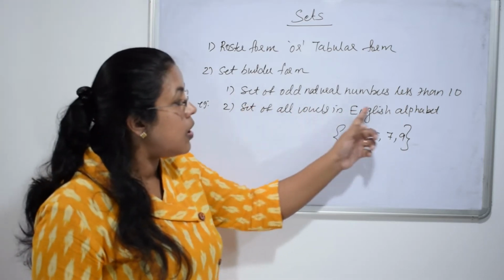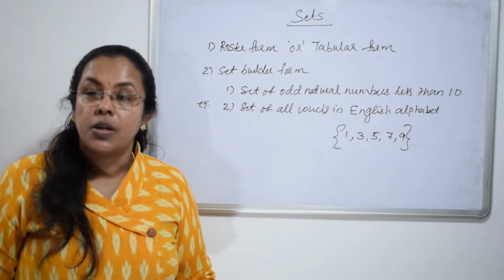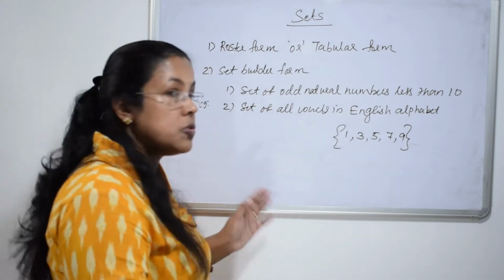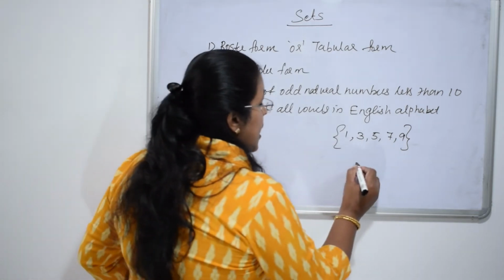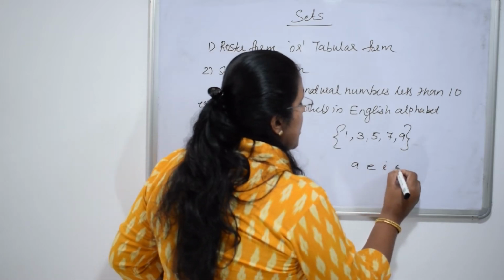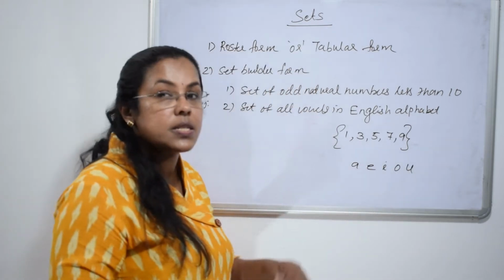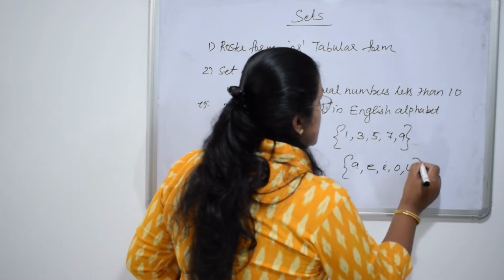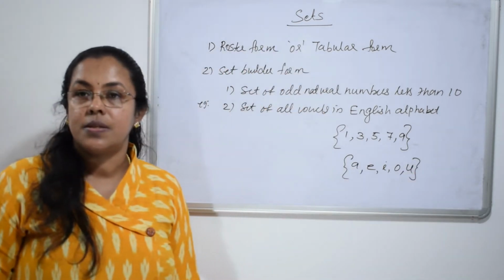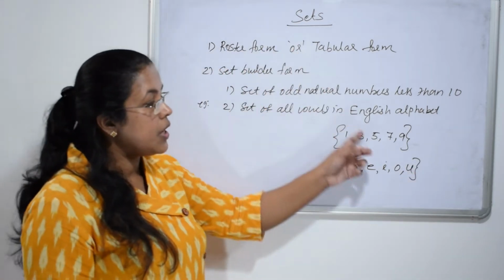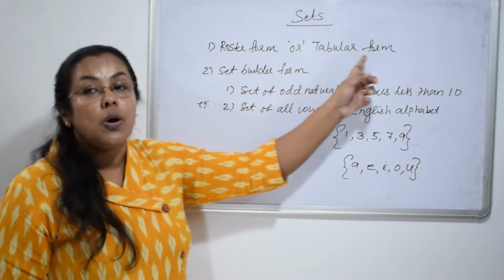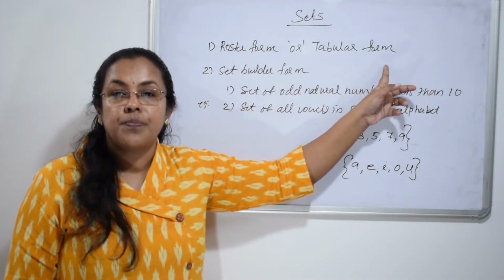Next, set of all vowels in English alphabet. We know the vowels are A, E, I, O, U. What is the first step? Write all the elements of the set: A, E, I, O, U. What is the next step? Separate them by commas and enclose them within the braces. This method of representing a set is called roster form or tabular form.